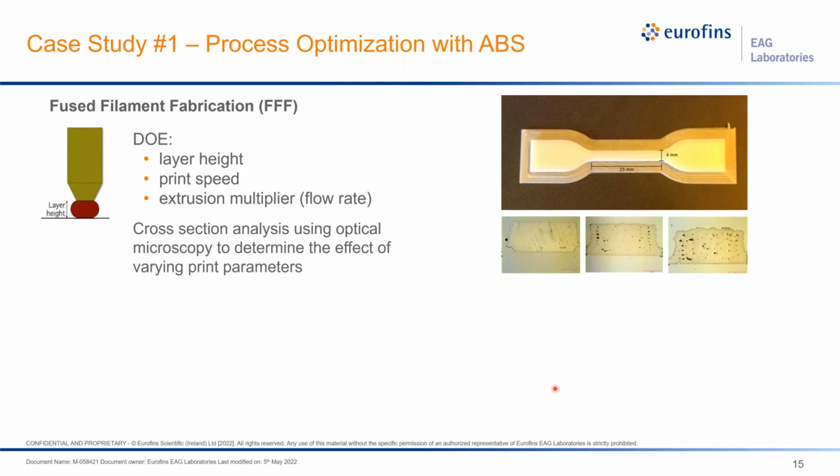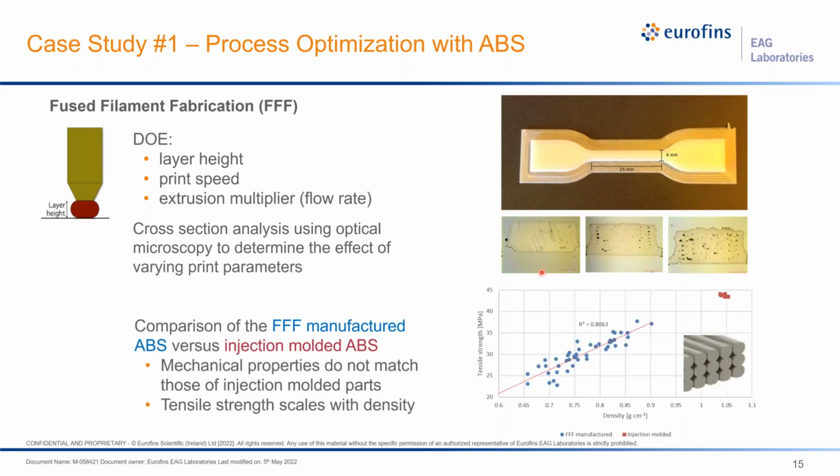So in this study, this is our dog bone that we created. We varied various parameters such as layer height, the print speed, and something called the extrusion multiplier, which is basically the flow rate of the resin. And to evaluate the results, we did some mechanical testing, which I'll show in a second, but we also did cross sections of the thinnest part of this dog bone. And as you can see, some samples had a lot of pinholes and voids, while others were much better. And ultimately, what we found was really, really interesting.